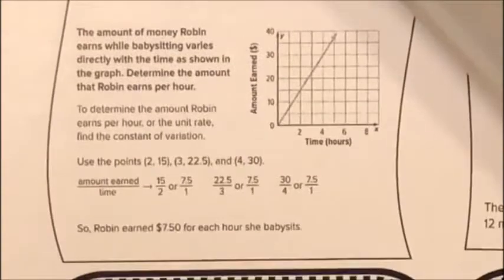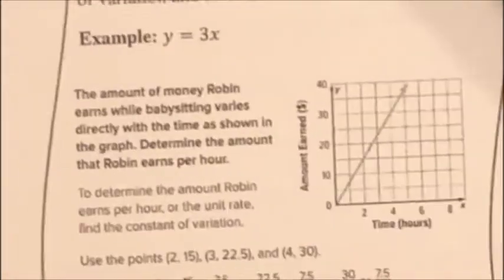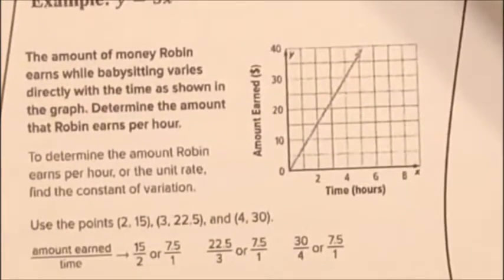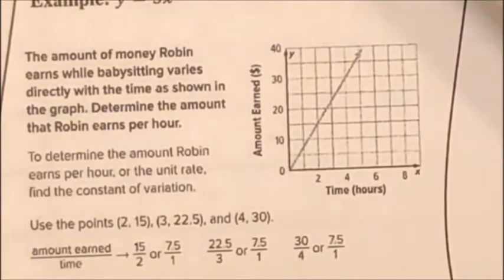So let's take a look at a specific example. The amount of money Robin earns while babysitting varies directly with the time as shown in the graph. Determine the amount that Robin earns per hour. To determine the amount Robin earns per hour, or the unit rate, I find the constant of variation. I can either look at the graph or take some of the points. I can use the points (2, 15), (3, 22.5), and (4, 30).